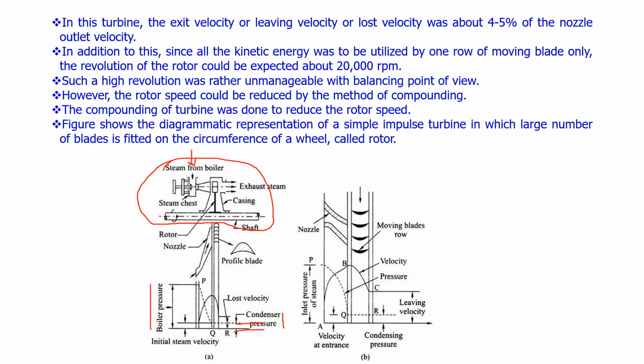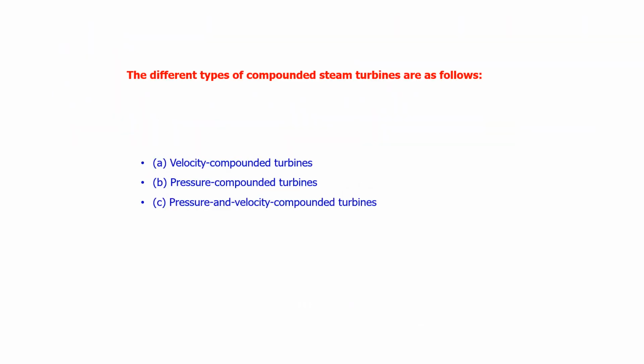See, look at this velocity at the entrance. This is the high pressure of the steam from the boiler. This is the velocity. So the pressure from here to here is reduced to the condensing pressure. This is the low pressure. The leaving velocity is reduced. So stage by stage we have to reduce. That we will be seeing in the next slide. That is compounding.